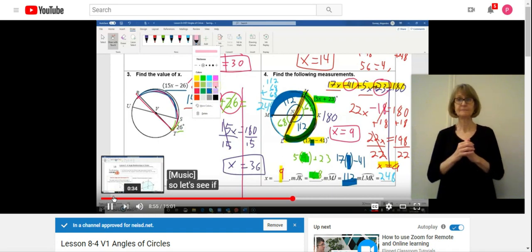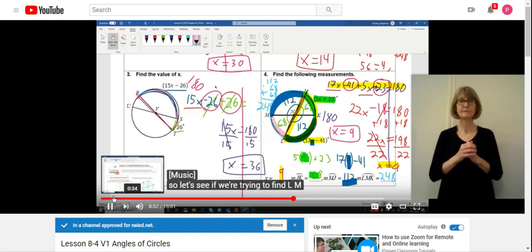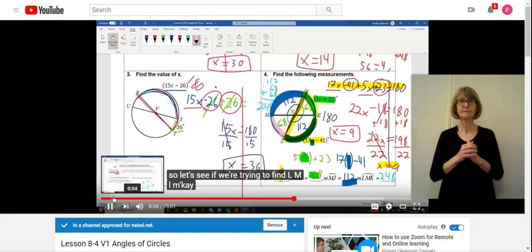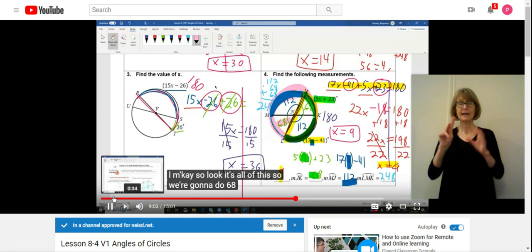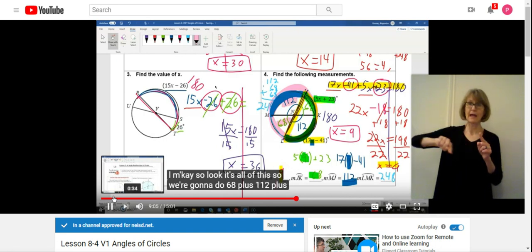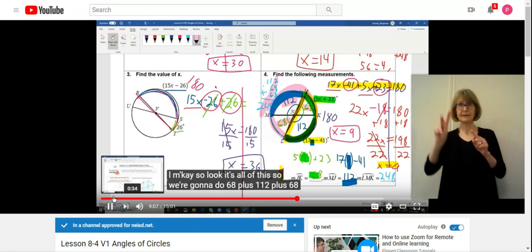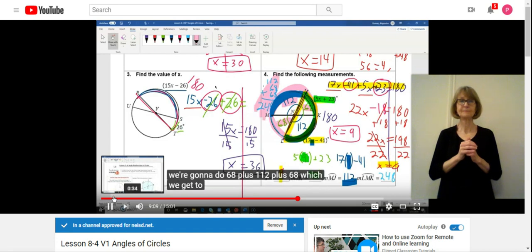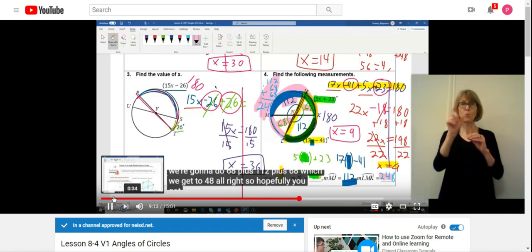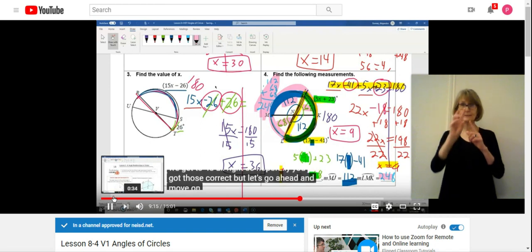And then finally, for the last one, this one is the most difficult. So let's see. If we're trying to find LMK, look, it's all of this. So we're going to do 68 plus 112 plus 68, which we get 248. All right, so hopefully you got those correct, but let's go ahead and move on.